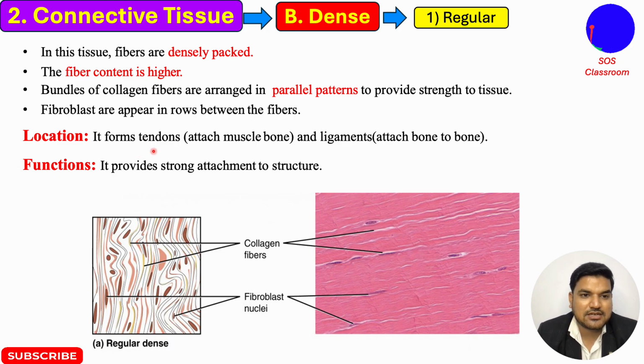It is present in tendons and ligaments. Tendons are helpful for muscle-to-bone attachments, and ligaments are helpful for bone-to-bone attachments. What is the function? It provides a strong attachment to the structure.